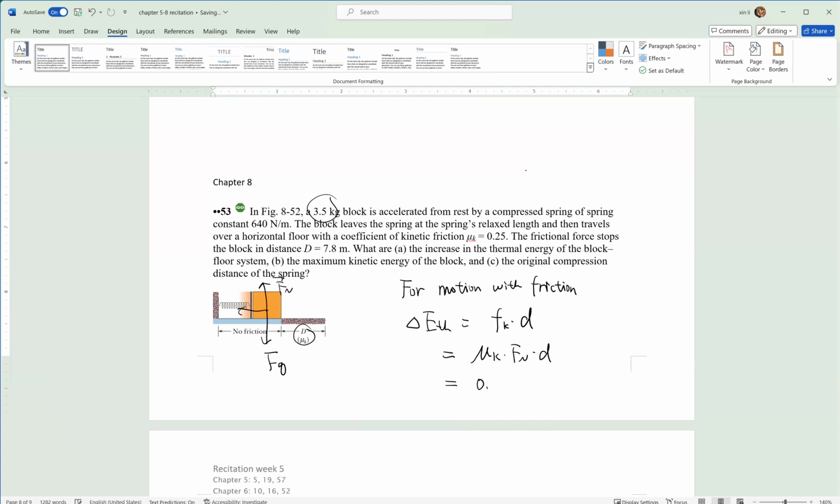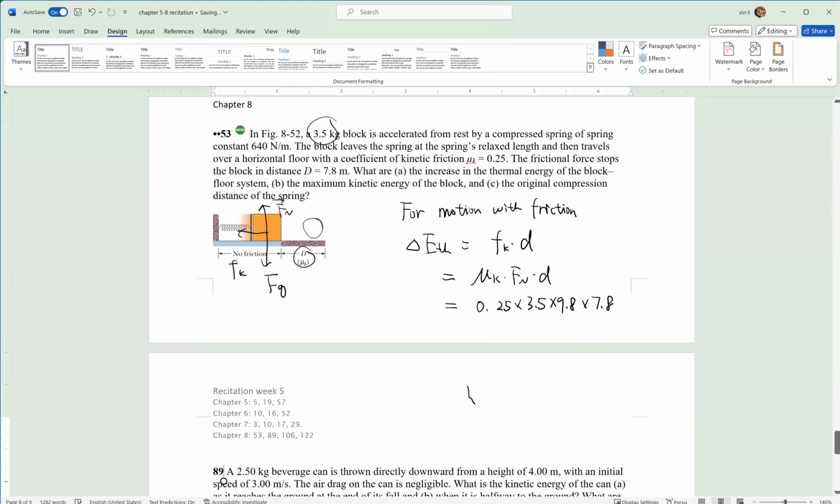You're going to have friction, Fk. And one thing I want to remind you: you do not have spring force in this area because it's at relaxed state here. So it's 0.25 times 3.5 times 9.8 times 7.8, and then you are going to get 66.9 joules.